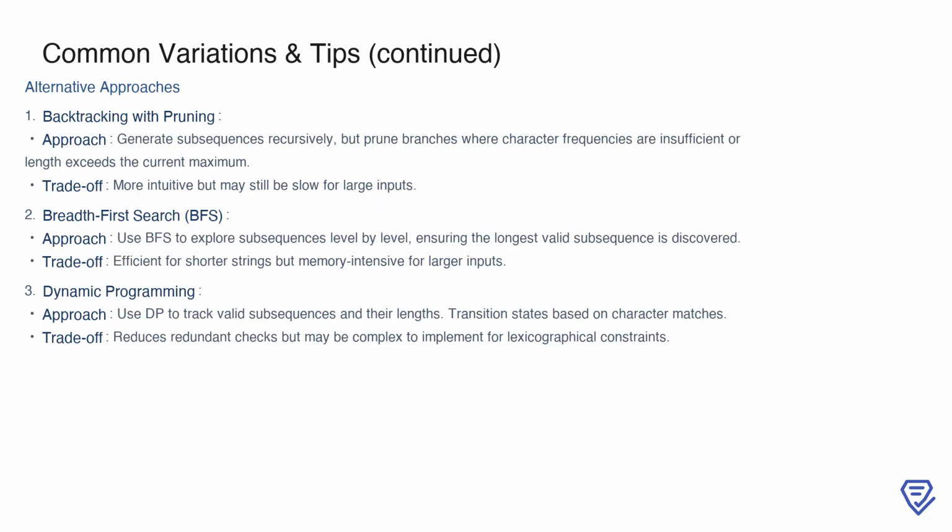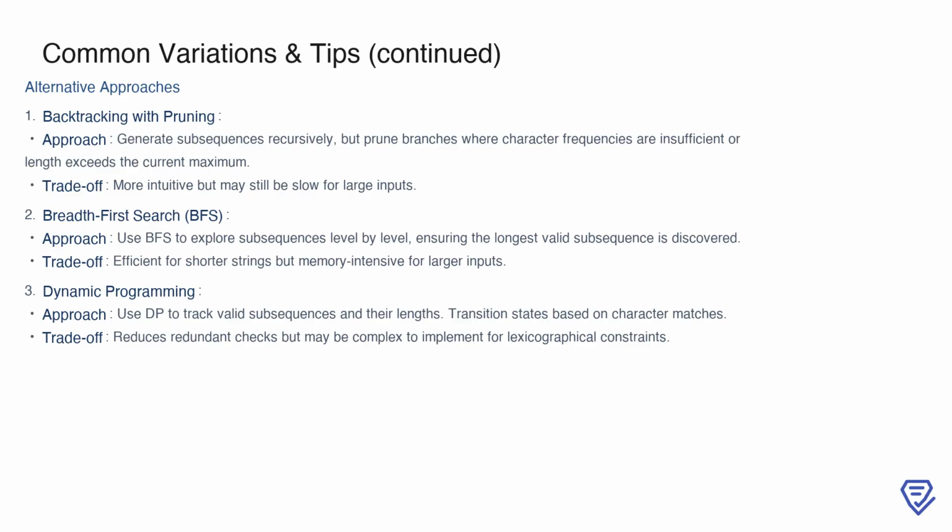There are also alternative approaches to solving this problem, each with its own trade-offs. One option is backtracking with pruning, where you generate subsequences recursively but eliminate branches early if the character frequencies are insufficient or the current subsequence exceeds the maximum length. While this method is intuitive, it can still be slow for very large inputs. Another approach is breadth-first search, or BFS, where you explore subsequences level by level to ensure you find the longest valid subsequence. This method is efficient for shorter strings but can become memory-intensive as input size grows.